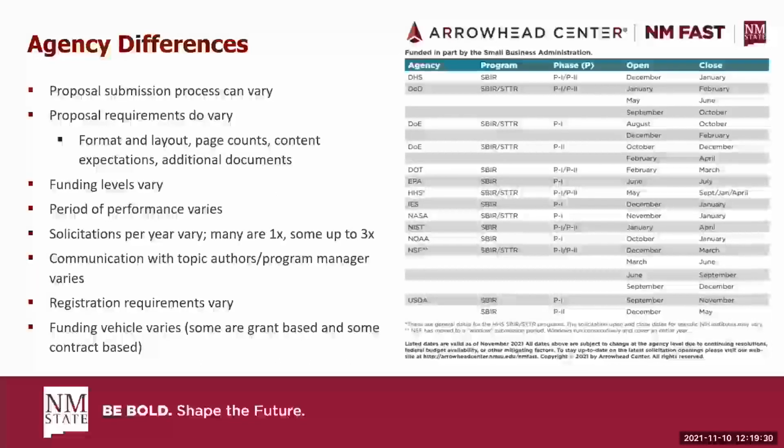Periods of performance vary depending on agency. Solicitations also vary. So some may only have 1 solicitation per year, some up to 3. This solicitation guide on the right-hand side we have available on our website, and it's again a very high-level overview of when solicitations can be expected to open and close, so that if you are thinking about applying to maybe 2 or 3 different agencies, you can kind of time it a little bit better, and it gives you a high-level overview.